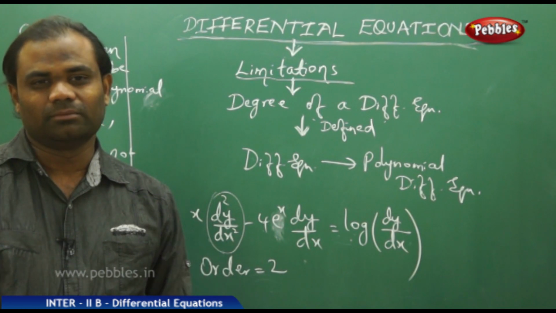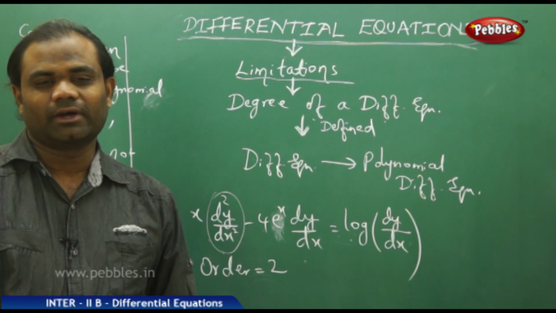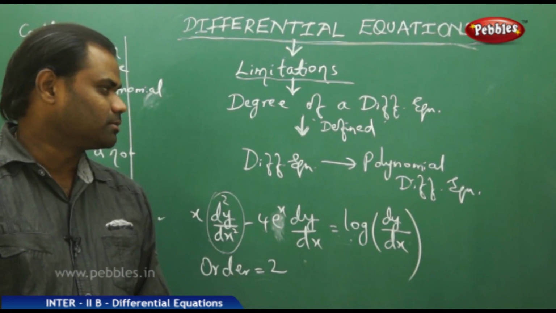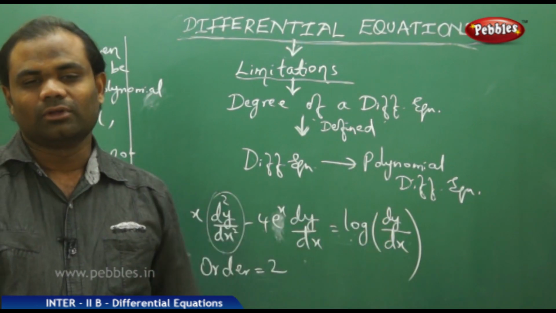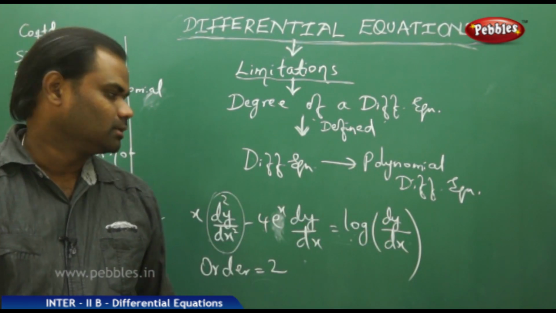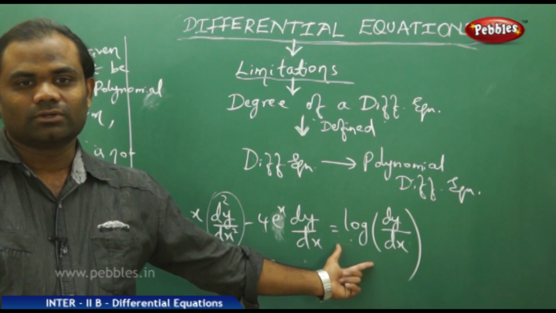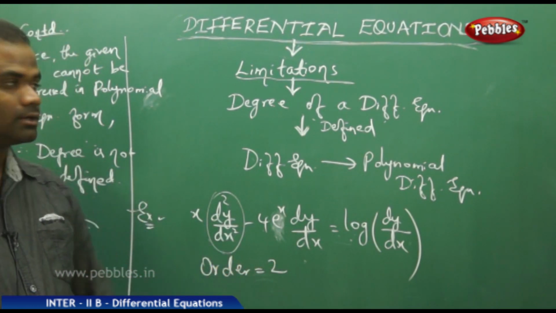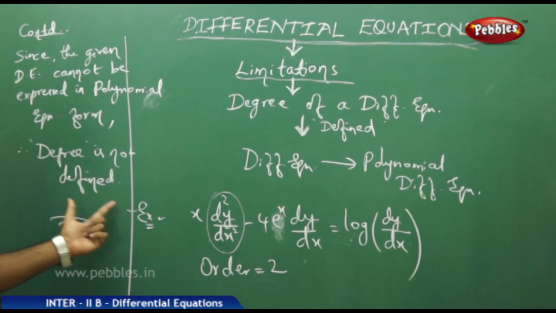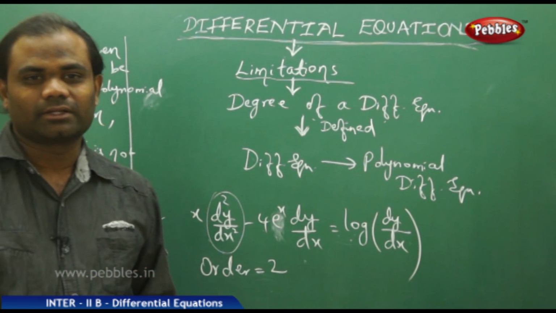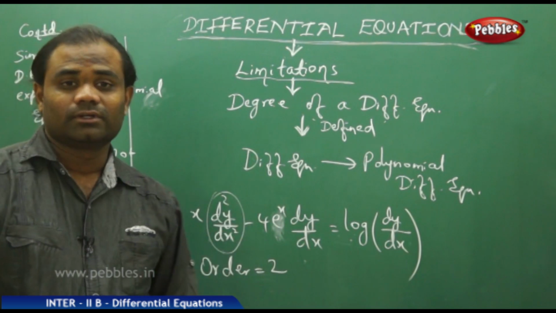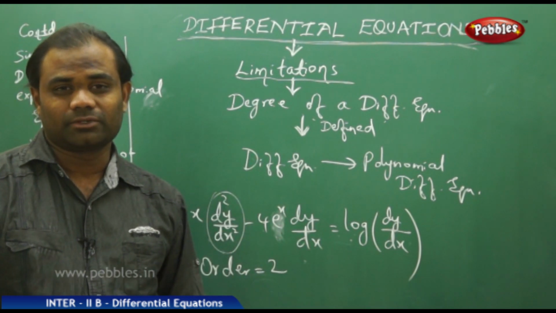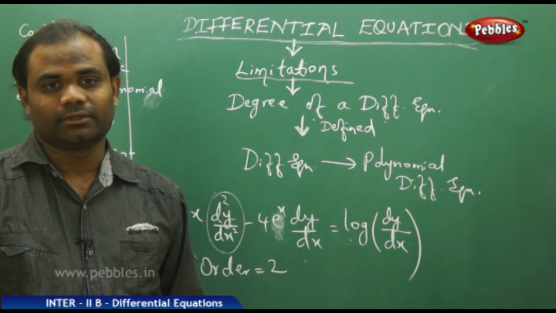the polynomial form. For degree to be defined, the given differential equation must be in the polynomial form. Whereas in this case, it is not in polynomial form. Hence, though order is 2, which is defined, the degree is not defined. This is how we understand the limitations of differential equations with respect to order and degree.